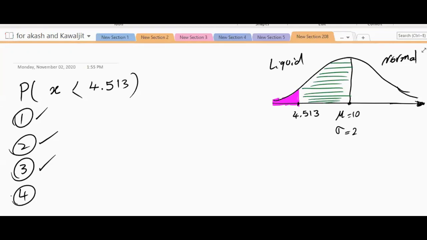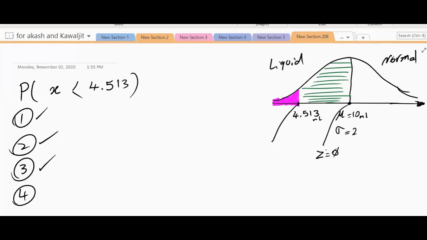Okay. Can I directly go to the table and find 4.513? No. Why not? Okay, let me give you the answer. The reason that we cannot directly go to the table is that the table is not organized based on milliliters of liquid. That table is organized based on the distance in terms of number of standard deviations. That's why we cannot go to the table. So we have to convert everything to statistical distances.